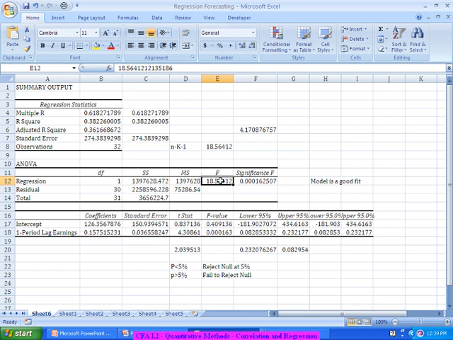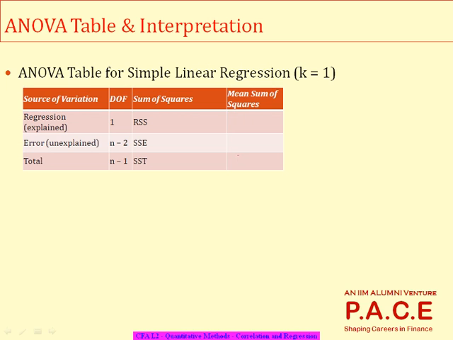So if the total sum of squares and this are given and F is not given, I should be able to compute the mean sum of squares and then the final F value also. That's how the calculation should help us out.